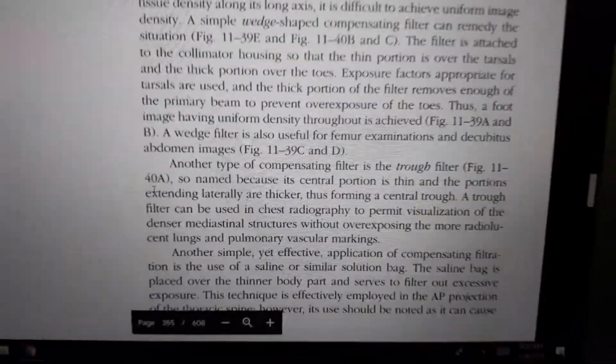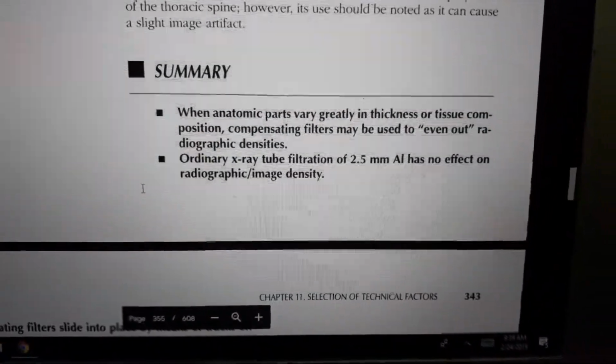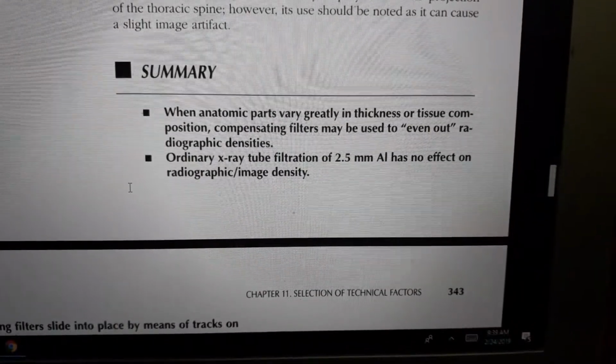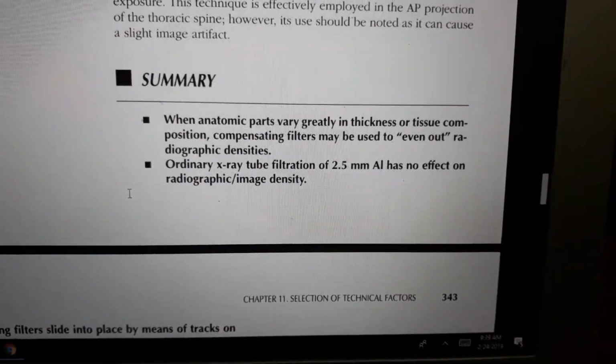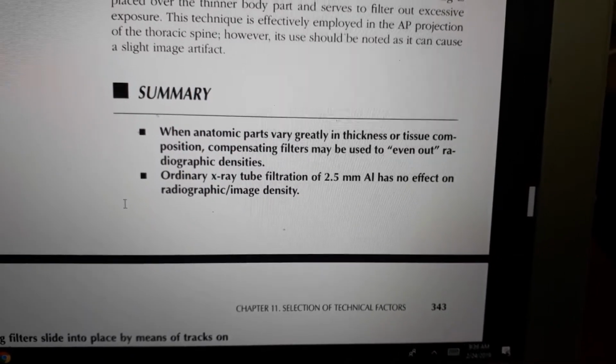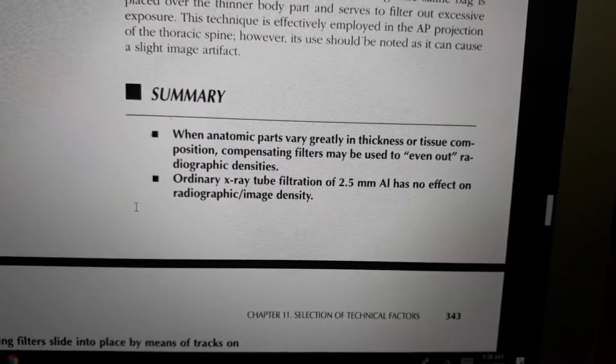Filtration, we will see different filters. We will see the summary. When the anatomic part varies greatly in thickness or tissue composition, a compensating filter may be used to even out radiographic density.